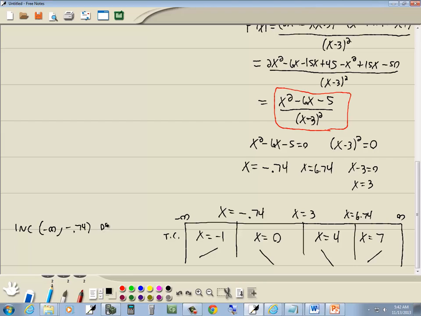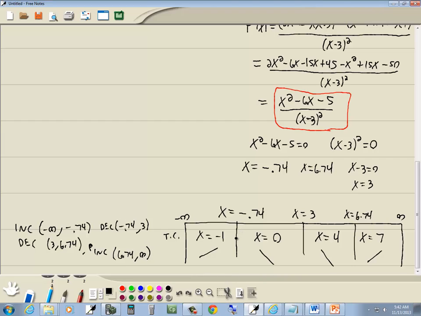And then it's decreasing from negative 0.74 to 3. And then it's decreasing from 3 to 6.74. And then it's decreasing, or increasing, from 6.74 to positive infinity.